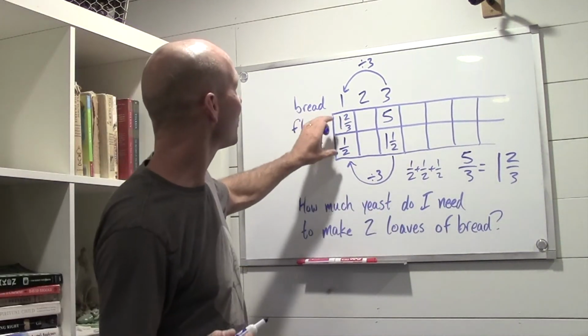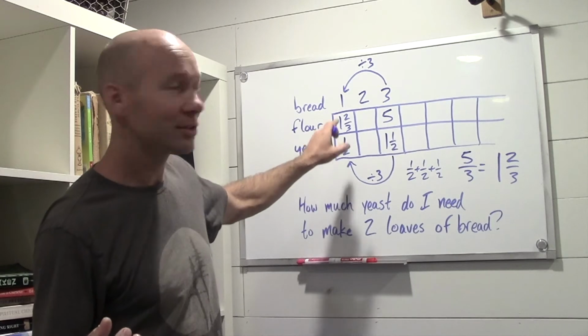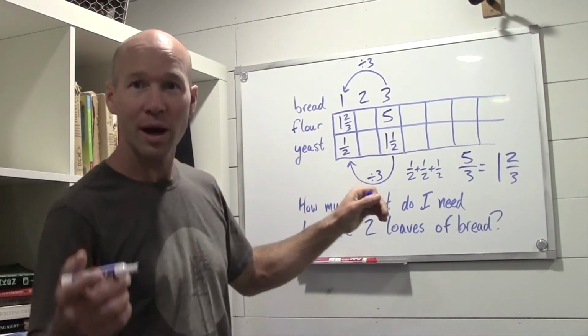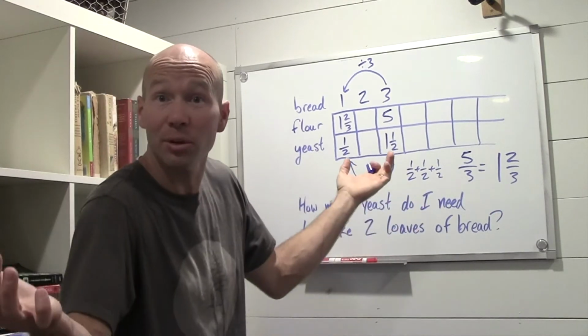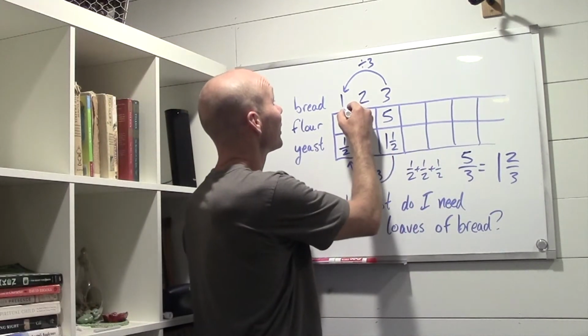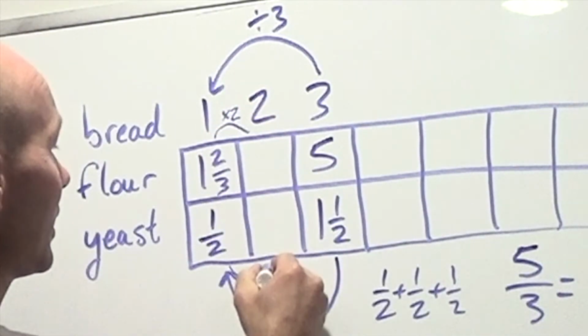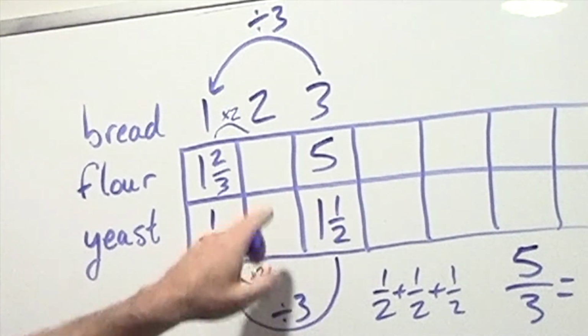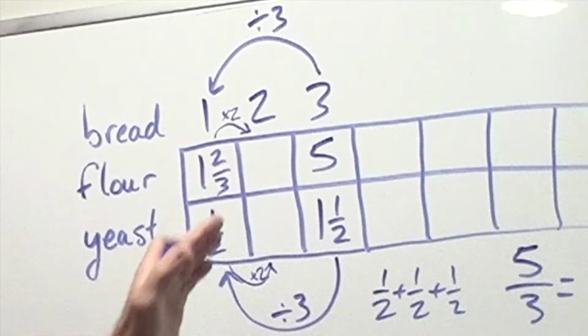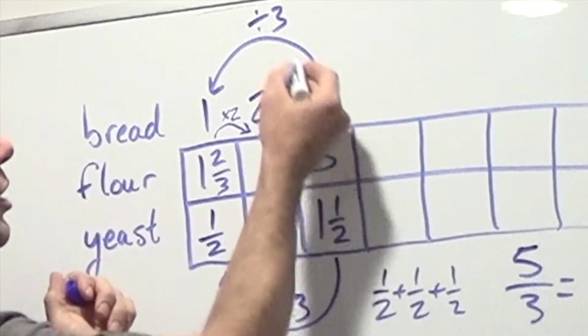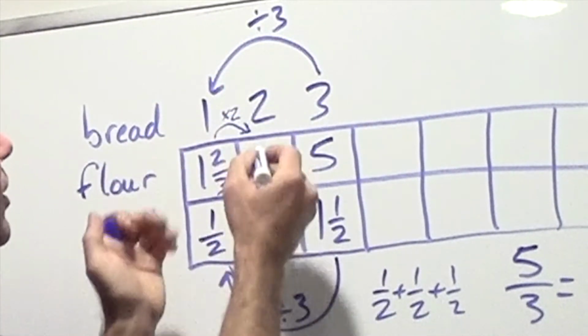Now that we know how much flour and how much yeast it takes to make 1 loaf of bread, how am I going to find out how much to make 2 loaves of bread? I can just double everything. So times 2 and times 2. I'm going to double everything to make those 2 loaves of bread. When I multiply, that's called scaling forward. So we scaled backwards, and then we scaled forwards.